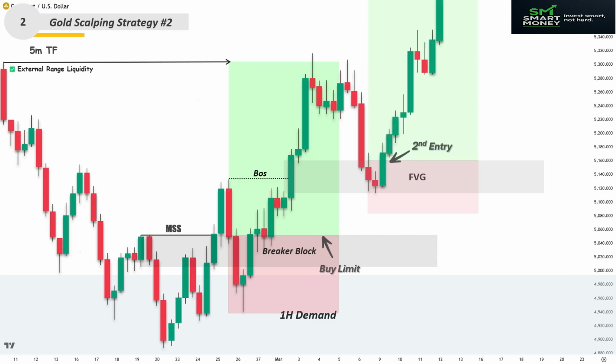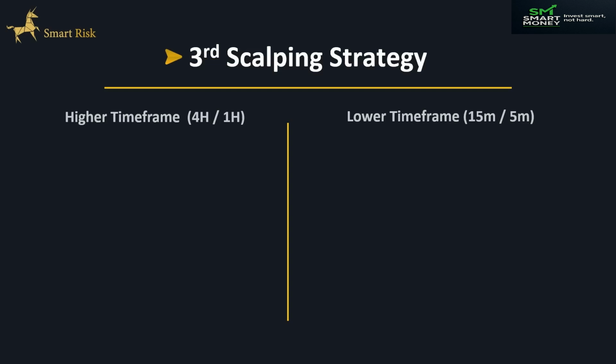We place a buy limit order at the highest point of the fair value gap, with the stop loss set a few pips below the most recent swing low. The bearish scenario follows the exact opposite logic. Now let's move on to the third scalping strategy.